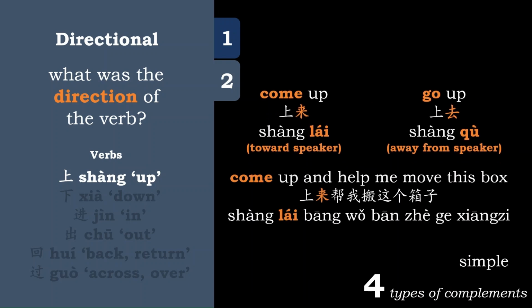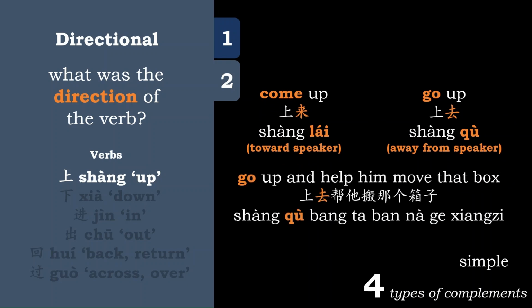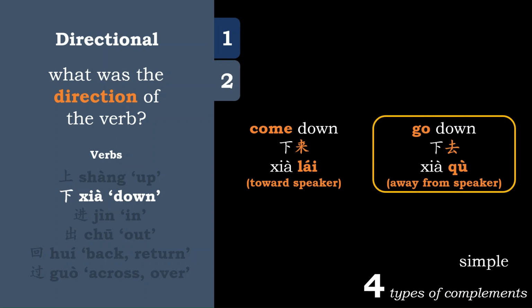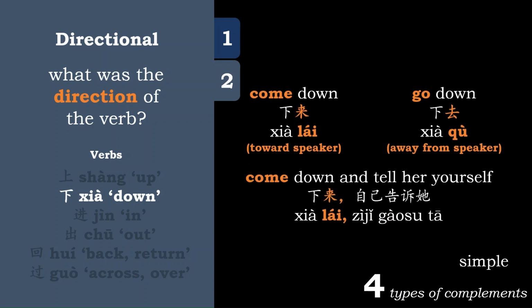Come up and help me move this box. 上来，帮我搬这个箱子. Go up and help him move that box. 上去，帮他搬那个箱子. Come down, move in a downward direction toward the speaker. Go down, move in a downward direction away from the speaker. Come down and tell her yourself. 下来，自己告诉她. Go down and tell her yourself. 下去，自己告诉她.